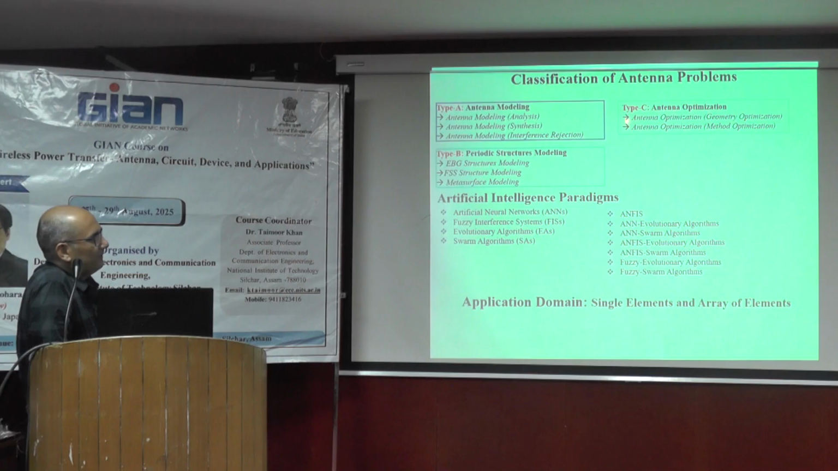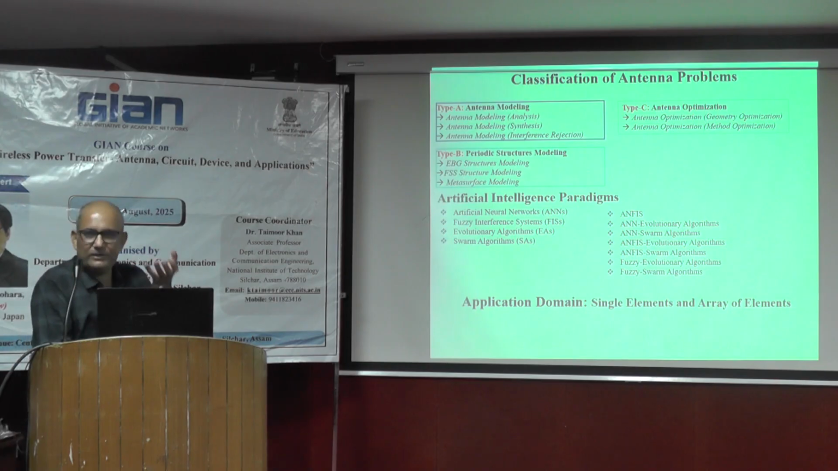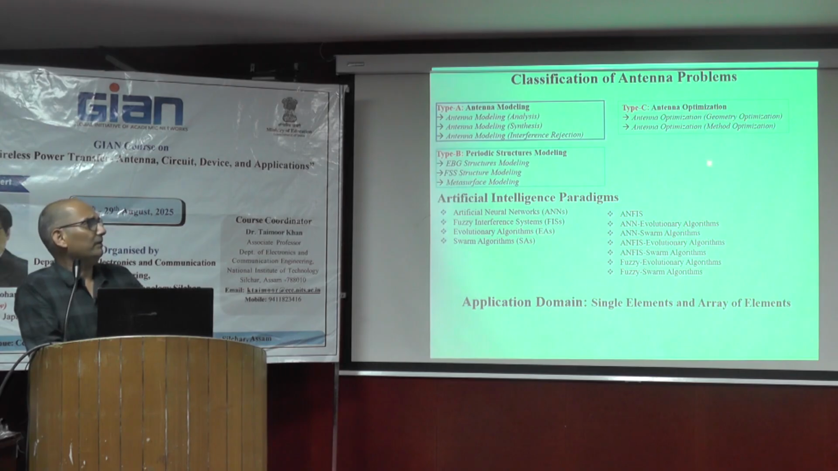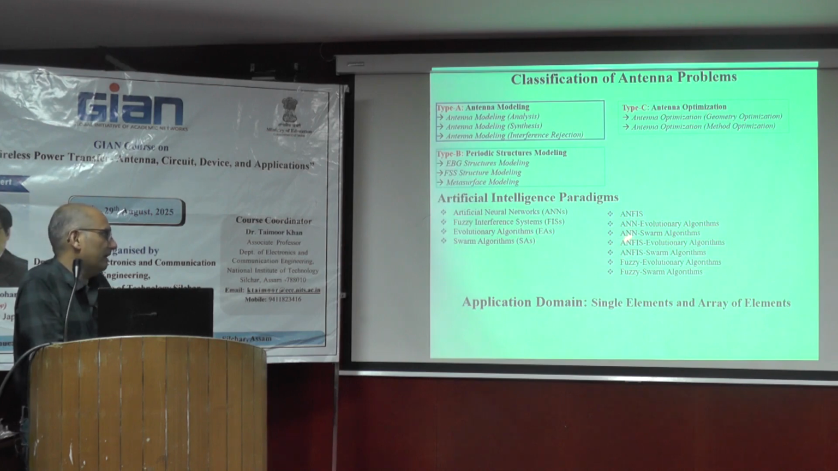Coming to optimization, it is defined into two different categories: one is specific geometry optimization, and the second is optimizing the methods. These two categories may be further extended. Coming to artificial intelligence, it may be ANN, fuzzy, evolutionary algorithms, swarm algorithms, and combinations of these may also be used. We have some published work on different classifications of these combinations, and applications may be single element based or array based.